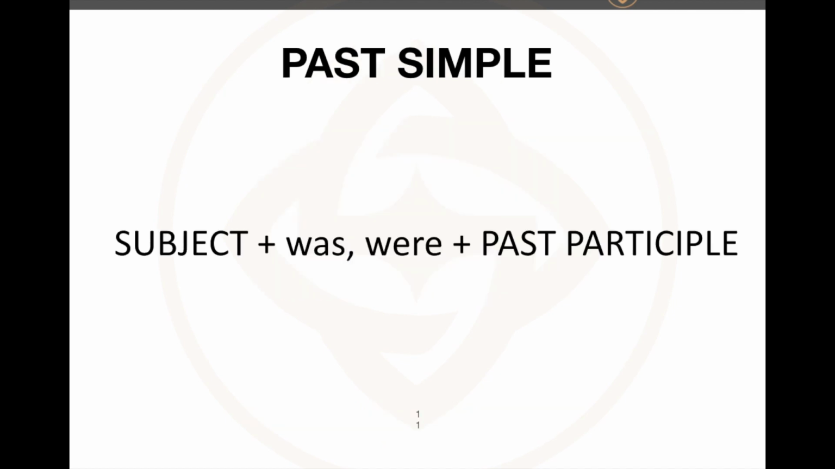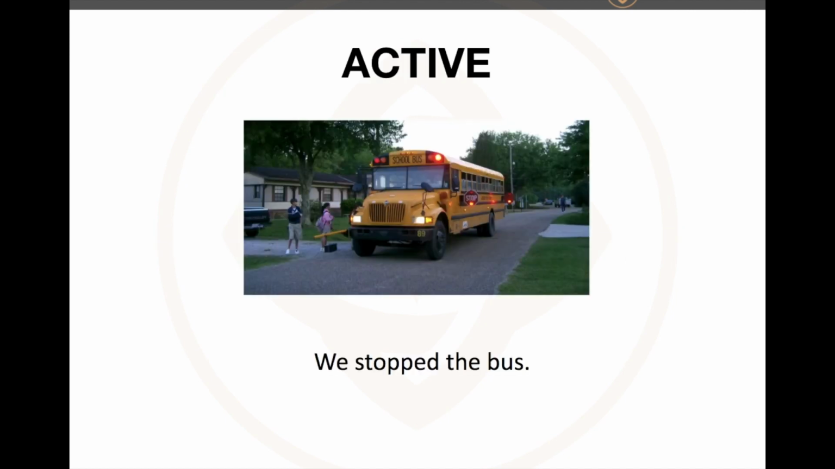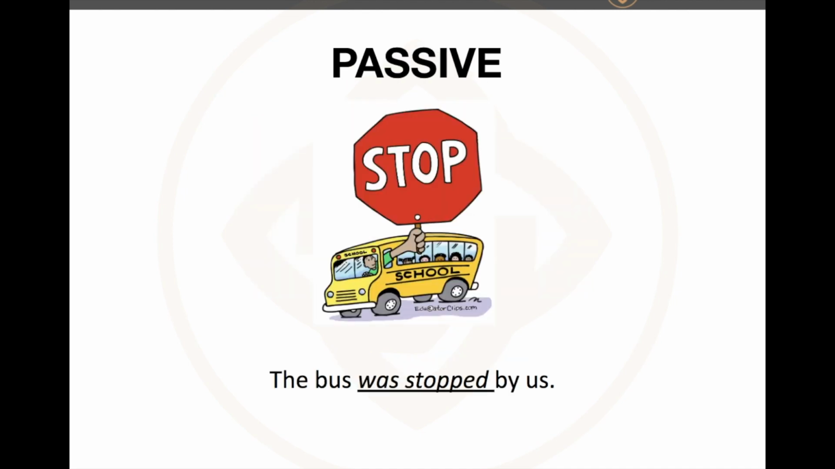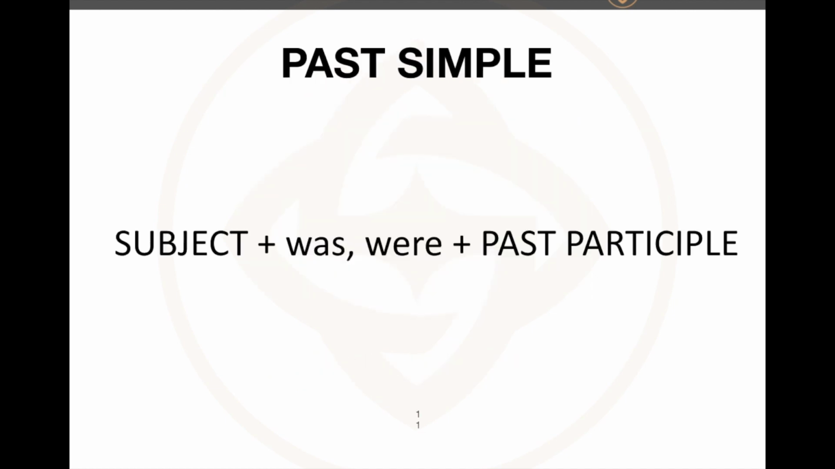Past simple, subject plus was and were, past participle. Active, we stopped the bus. The passive will be the bus was stopped by us. We use were for the pronouns like you, they, we.